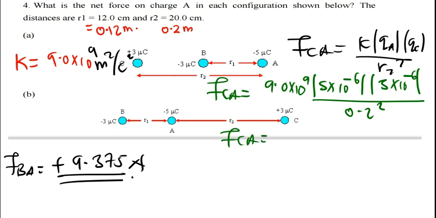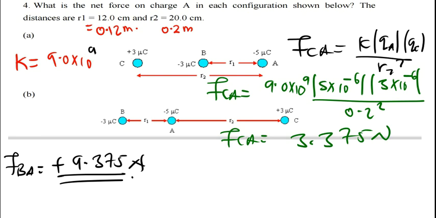So we'll have 9.0 times 10 to the power 9 times 5 times 10 to the power negative 6 times 3 times 10 to the power negative 6, and I divide this by 0.2 squared. So it is 3.375 Newton. Now let's check.